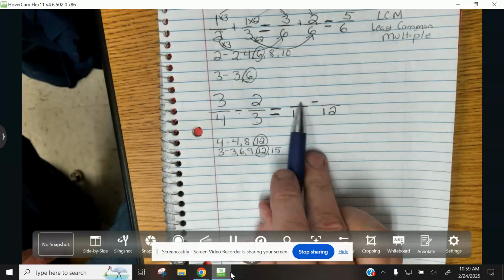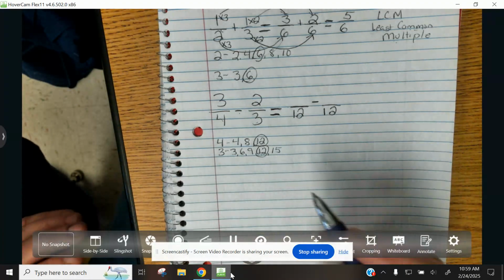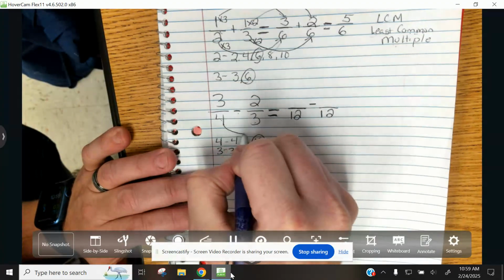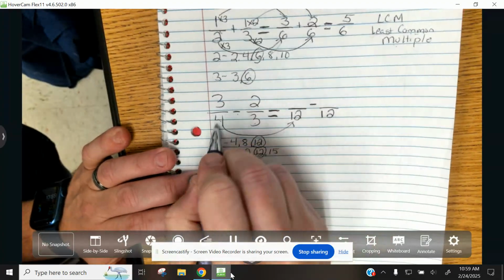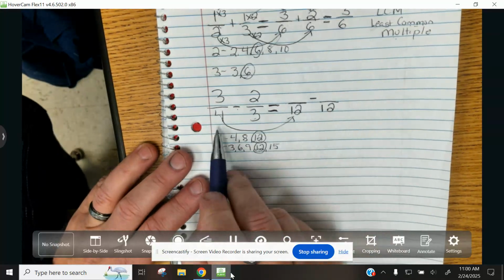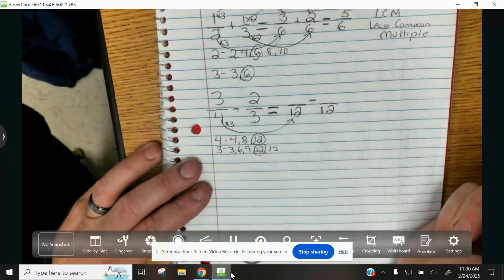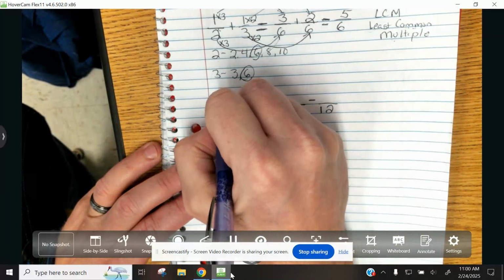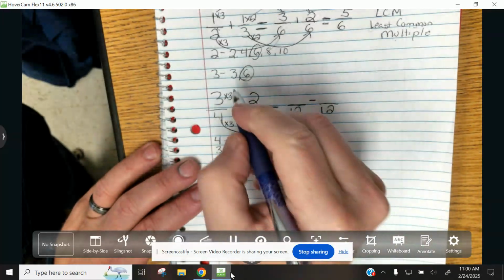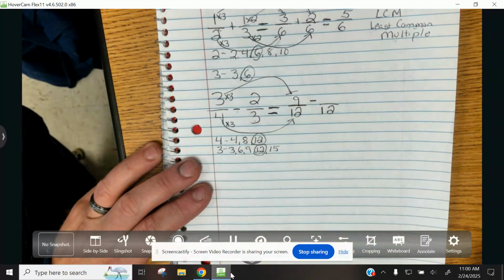Okay. The only thing I need are my new numerators. But if I change the denominator, I also have to change the numerator. So again, I'm going to draw my arrow to show you that this first denominator is the first denominator here. And you got to ask yourself, how'd you go from 4 to 12? And you multiply by 3. Whatever you do to the bottom, you must do to the top to keep it equivalent. 3 times 3 is 9. So now you have 9/12.